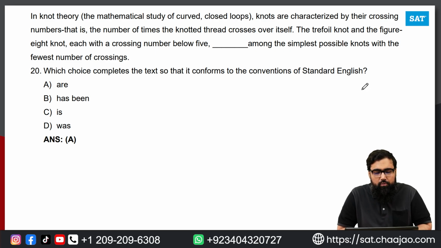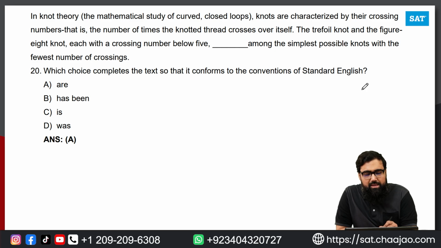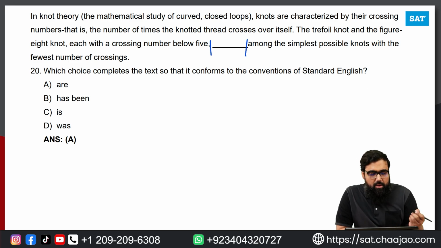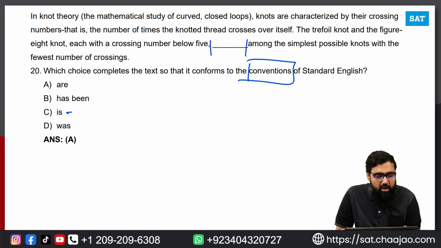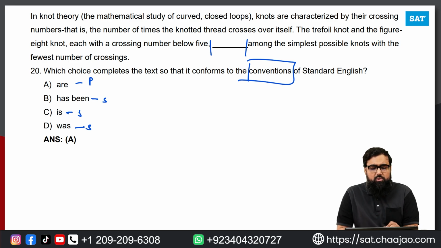So if you look at it over here, you need obviously a verb over here. And as you look at the options, because you have to identify the conventions first, you have this as singular, you have this as singular, and you have this as singular, and you have this as plural. So you have three options that are singular, and you have one option that is plural. So this question looks to be a question from subject verb agreement.